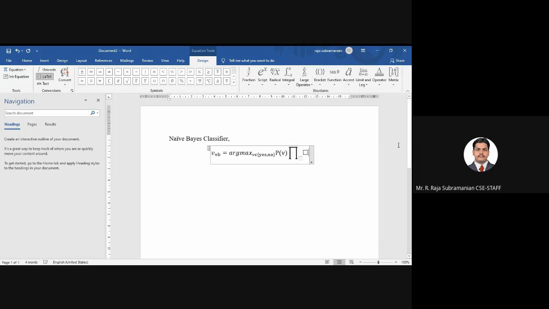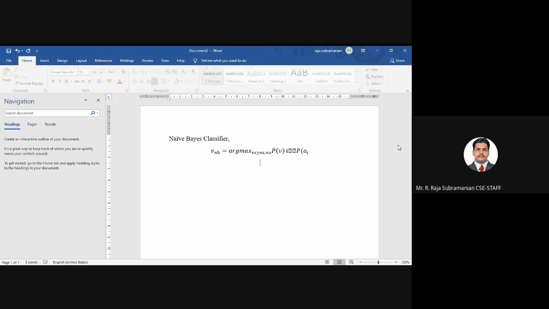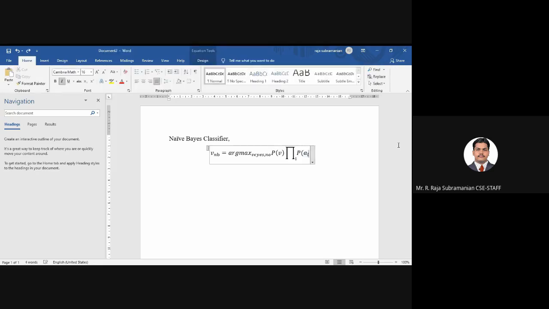So pi represents the product. We know summation represents sum and pi represents product. So the product is going to be the probability of the particular attribute, say a_i, given the probability V. Given what you actually require, that probability say V. So this is actually the case in the naive Bayes algorithm. This is what we have to do.